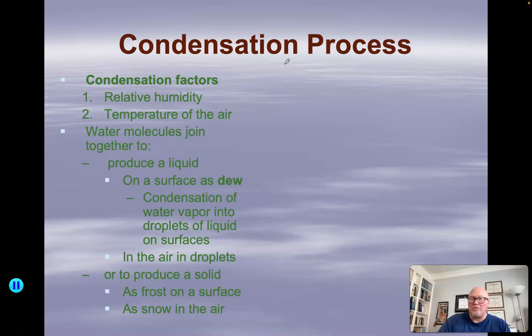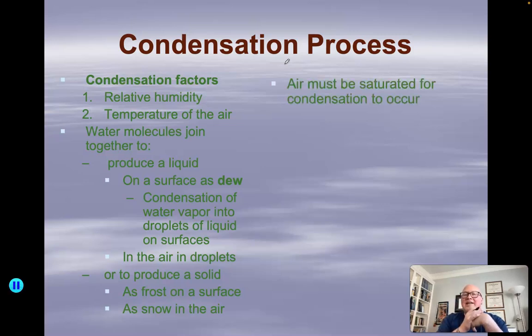Water molecules join together to produce a liquid, and then that liquid on the surface, you get dew, which is condensation on the surfaces. And if that condensation happens in the air, you get a bunch of droplets, and eventually those droplets are heavy enough to fall to the earth as rain. If it produces a solid, then you end up with either frost or snow.